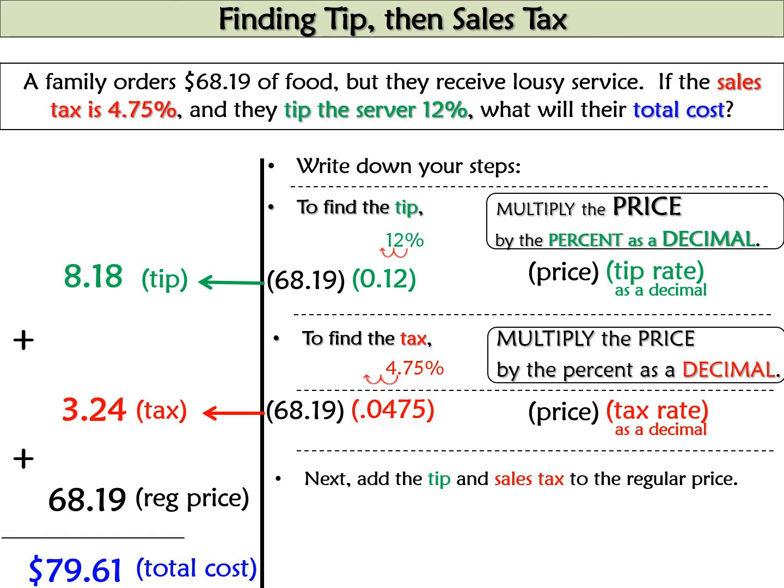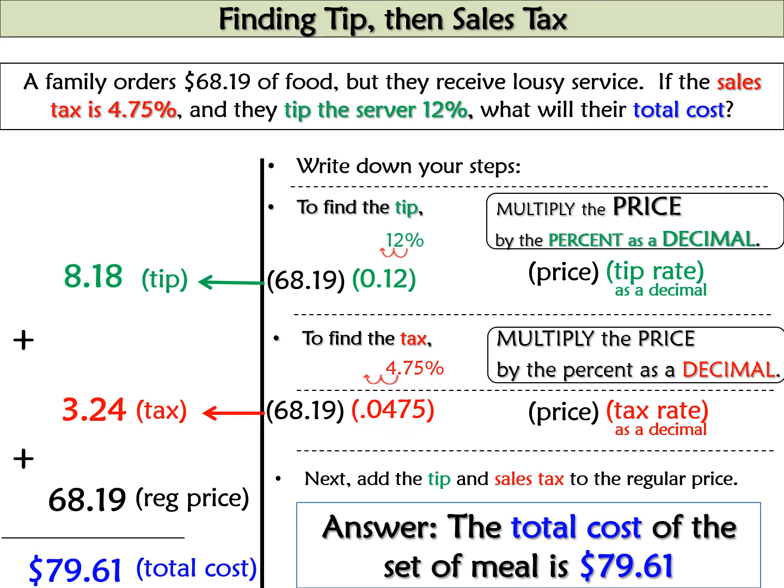We're going to add the original regular price to that, and when we add them all together, we get $79.61. And that's going to be the total cost of our meal.